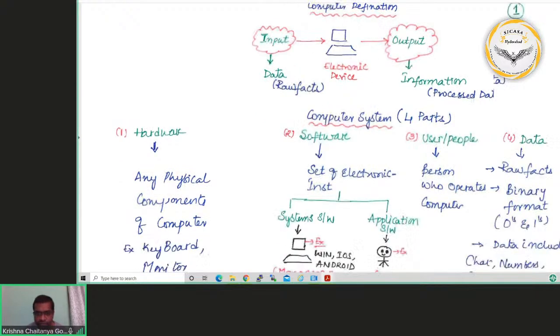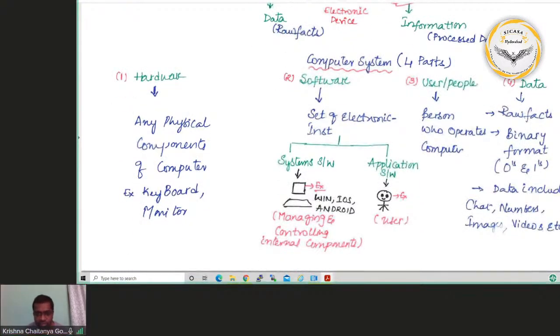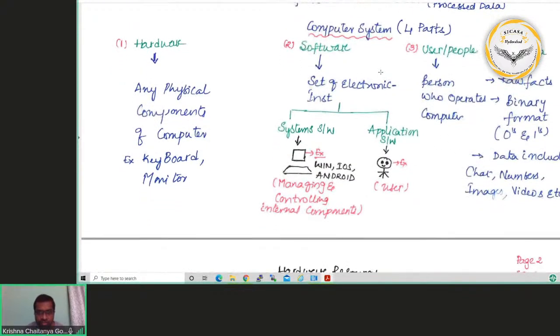So we have here the concept called a computer system. Now what do you mean by computer system? A computer system is nothing but different parts or components of a computer. When you call a system a computer system, it should consist of 4 parts. First is hardware, second is software, third is user or people, and fourth is data. These are the 4 components you would be requiring.